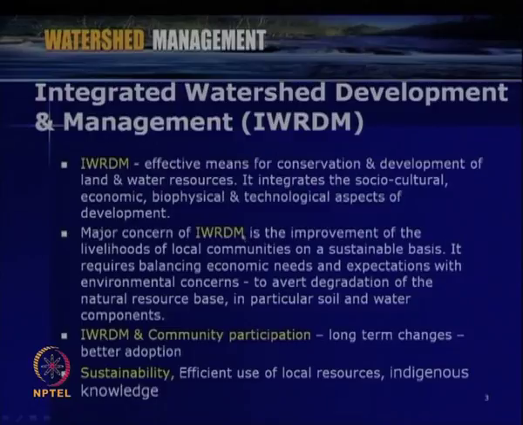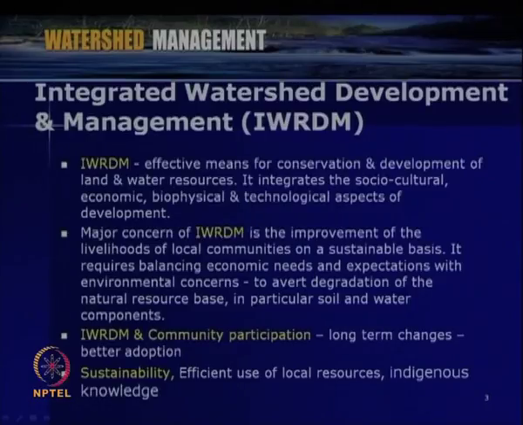There are a number of concerns as far as IWRDM or integrated watershed development and management is concerned. Some of these are listed here. The major concern is the improvement of the livelihoods of local communities on a sustainable basis. We can see that most of the time the watershed gets deteriorated due to human influence in a negative way. To make it positive, if sufficient livelihoods are available for the local people, then there will not be deterioration of the watershed and appropriate development will take place.